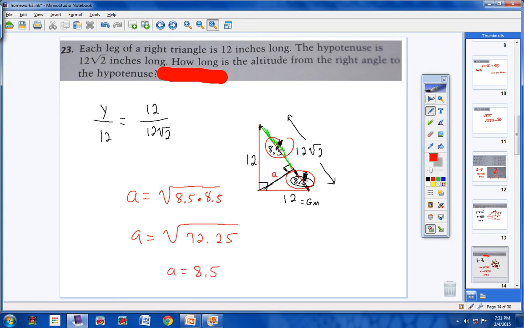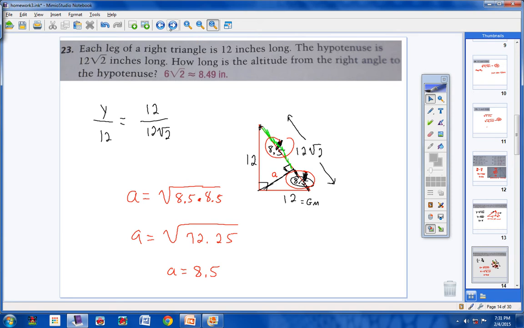8.5. Now I think they're going to have a little different answer here. Yeah, they're going to have it in square root form, but also they have it in decimal form. 8.49 is definitely acceptable with 8.5. Guys, I hope that made sense. If not, back it up and watch it again. That's all I can say to you, okay? It's really, really important you're understanding this math.